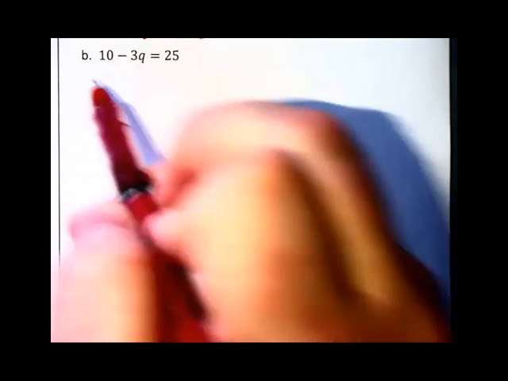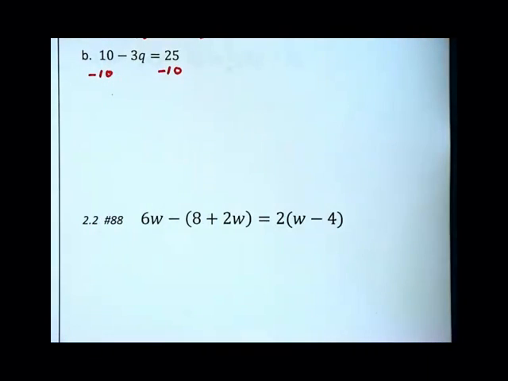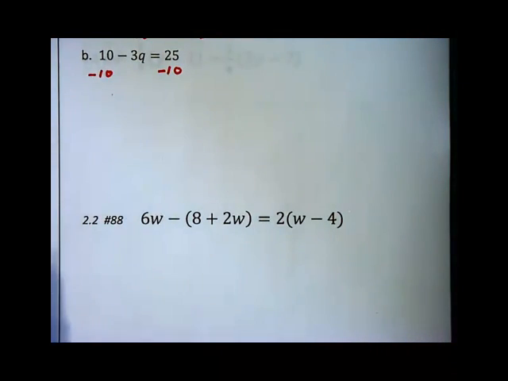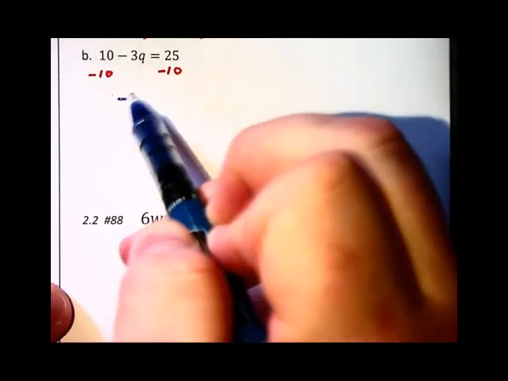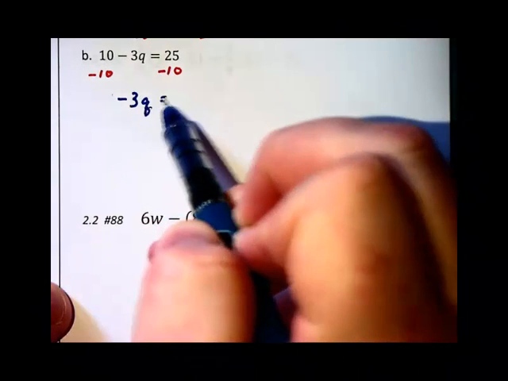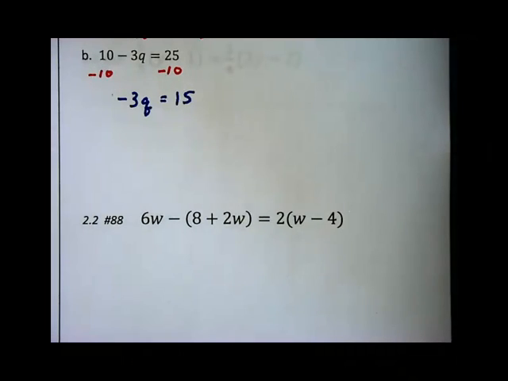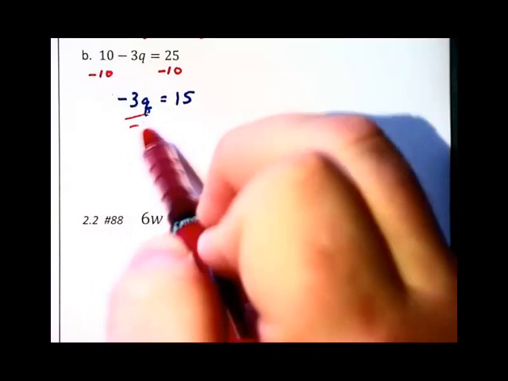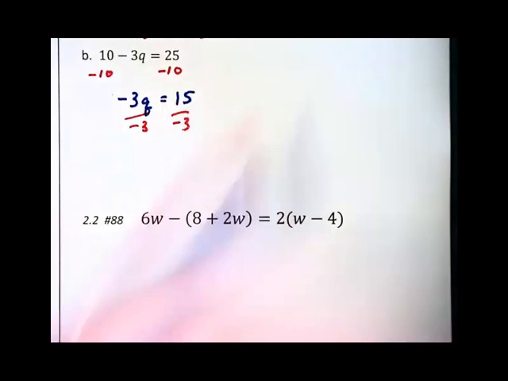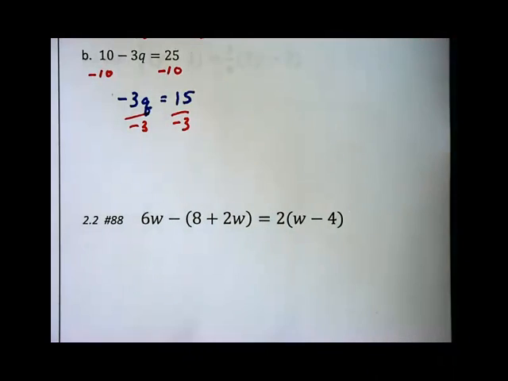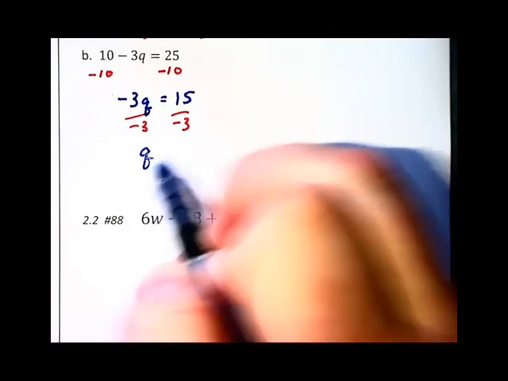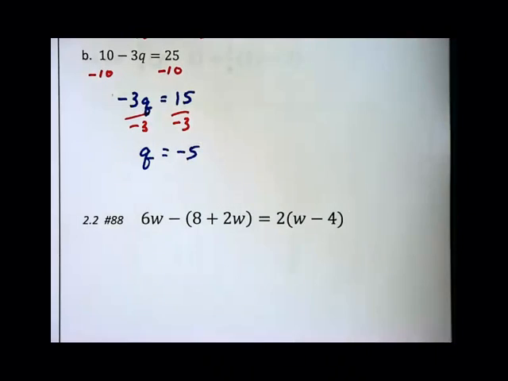Let me do that in red. Subtract 10 off of each side. Notice that negative goes with the 3Q. The negative does not go with the 10. And that will just give us negative 3Q on the left equals positive 15 on the right. And dividing through by negative 3 on each side will give us the nice clean solution of Q is equal to negative 5. Okay, 2 more equations to go in our review, and then we'll call this video done.